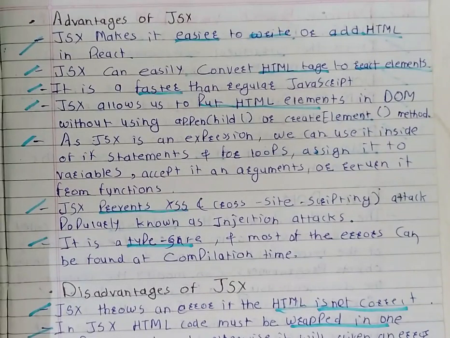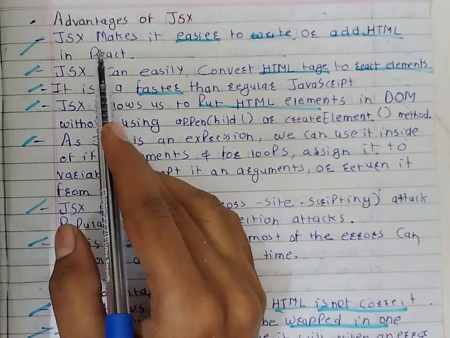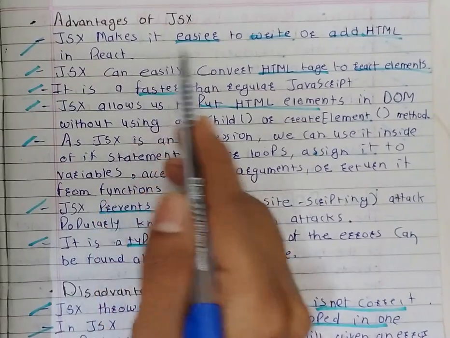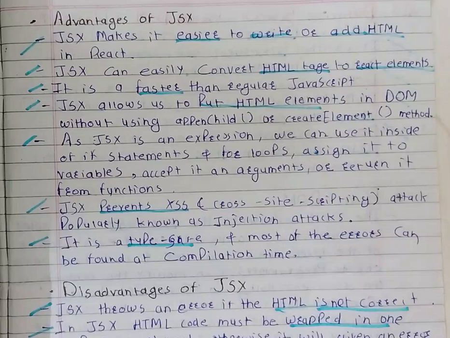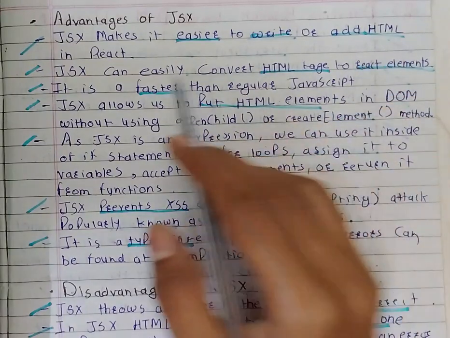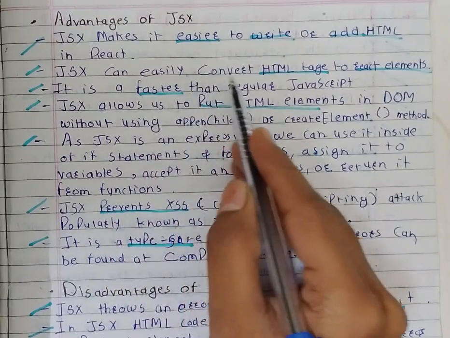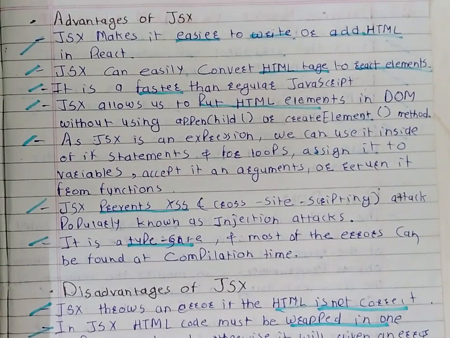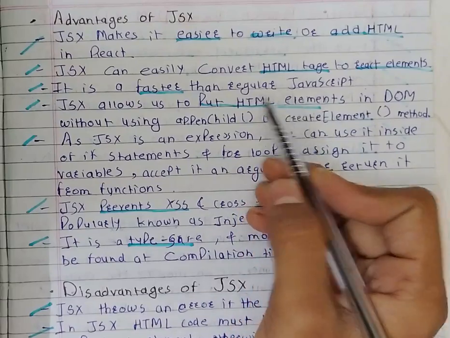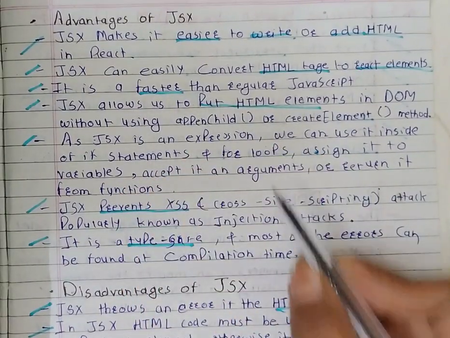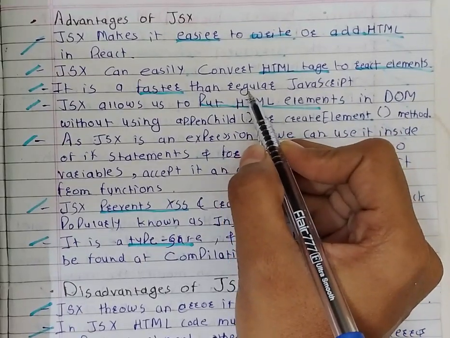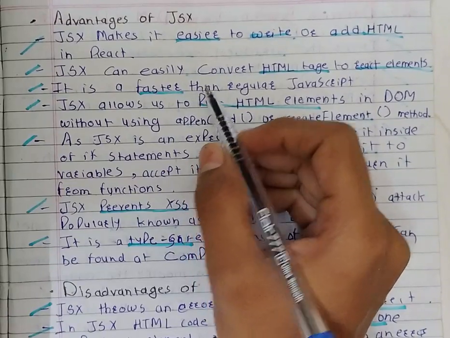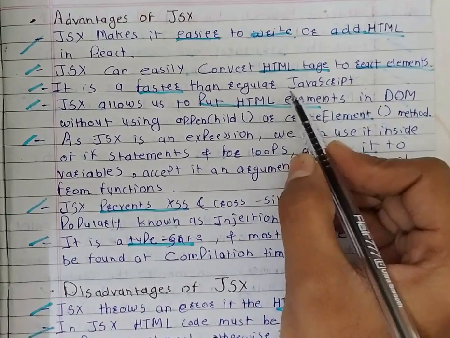Advantages of JSX. So we are going to see what the advantages of JSX are. JSX makes it easier to write or add HTML in React. So JSX is easier than normal JavaScript for writing or adding HTML in React. JSX can easily convert HTML tags to React elements. It is faster than regular JavaScript because of optimization. While converting JSX into regular JavaScript, it does performance optimization, which makes JSX faster.